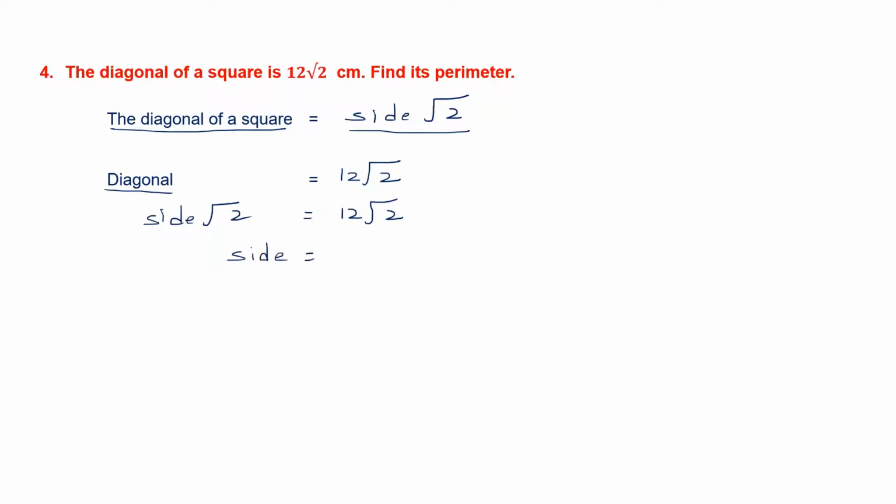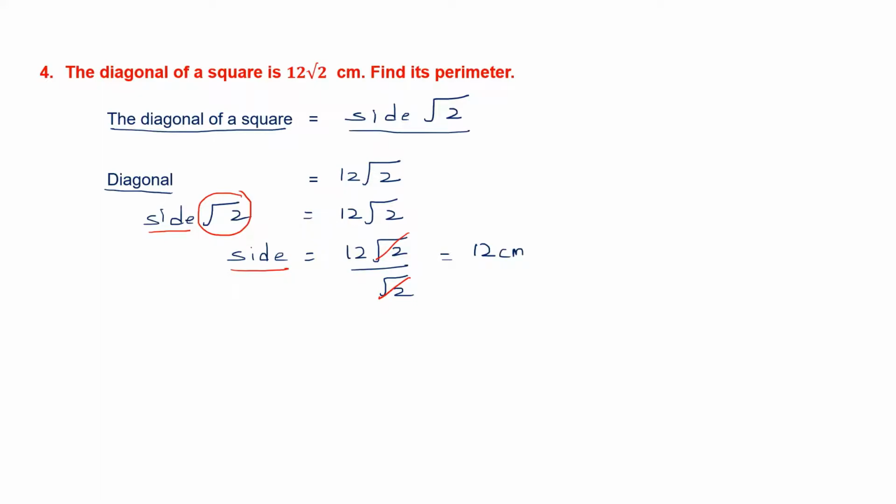Side will be 12 root 2 by root 2, because we have transposed this root 2 to the right hand side, as we want to find the value of the side. Now we can cancel this root 2 and root 2. So what do we have left? We have only 12 centimeters left. So now we have found the value of the side.